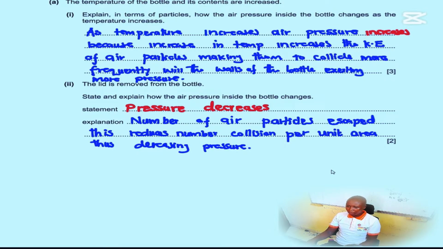So let's move down. We're told that the lid is removed from the bottle. State and explain how the air pressure changes. If the lid is removed, some of the air particles and molecules are going to escape from the container. So we are going to have fewer particles inside the container, so there will be fewer collisions on the walls of the bottle. This is going to result in a decrease in pressure.